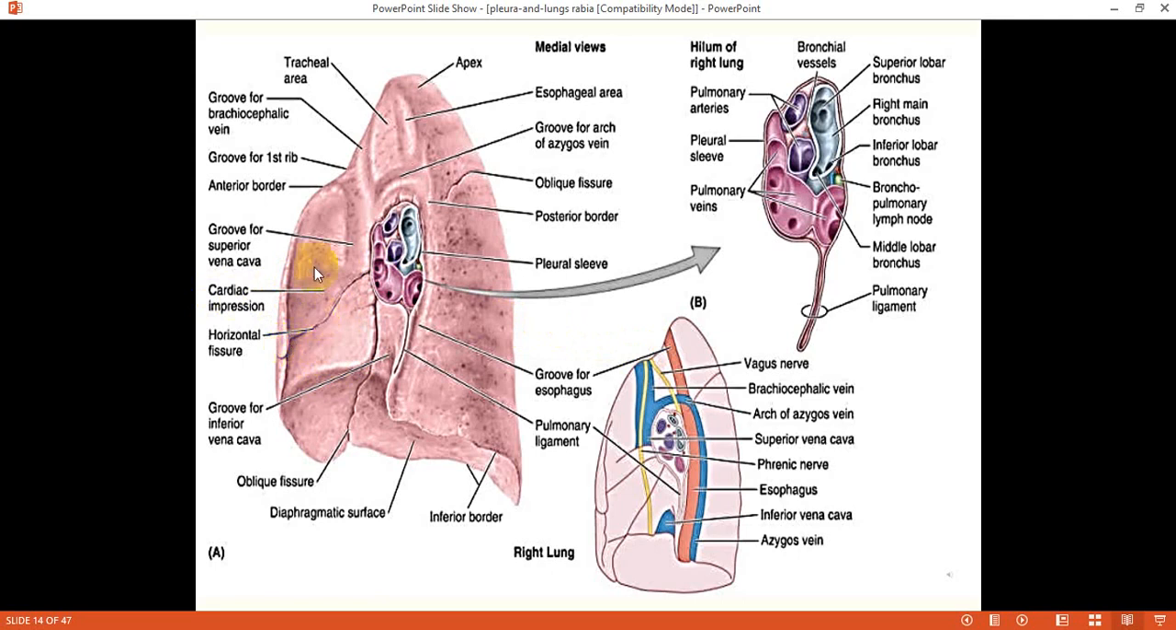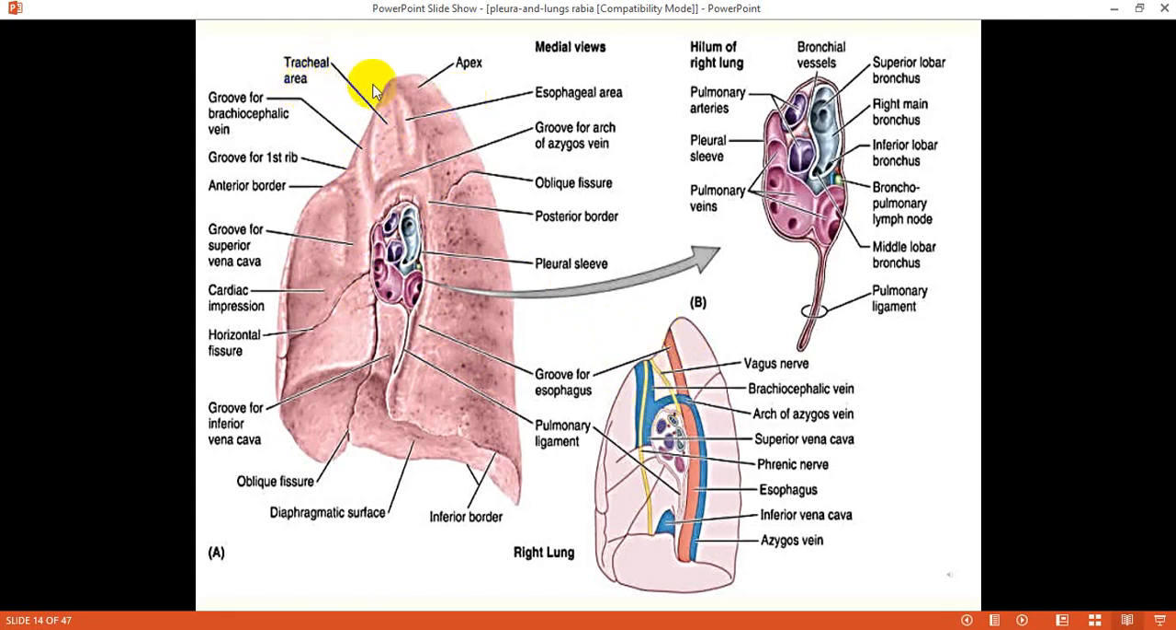As the veins are lying on the right side, we can observe the impression for the superior vena cava above the cardiac impression, and above that is the impression for the right brachiocephalic vein, and we can also observe the impression of azygos vein. The azygos vein is arching over the root of the right lung. Above that is the impression for the trachea.